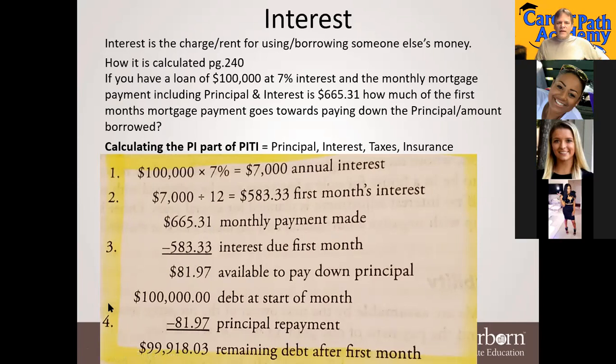So how much do you owe next month? You take the total amount you borrowed minus the $81.97 that you paid down, and now your balance is $99,918.03. Welcome to being in debt for the next 30 years anyway.